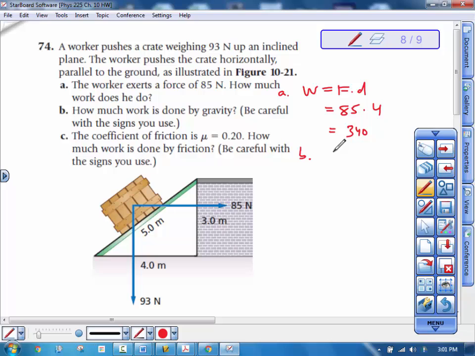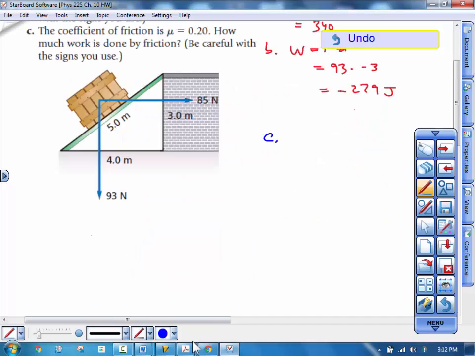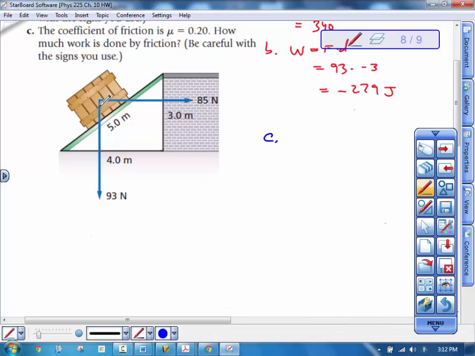How much work is done by gravity? Well, work equals force times distance. The force of gravity is mg, but they gave us that as 93 newtons, times the distance that it moves, which is -3, because gravity's pulling down and this thing goes the other direction. So it actually does a negative 279 joules. All right, next problem gets a little tricky, very tricky actually.